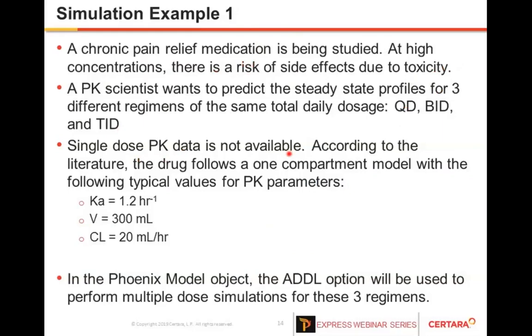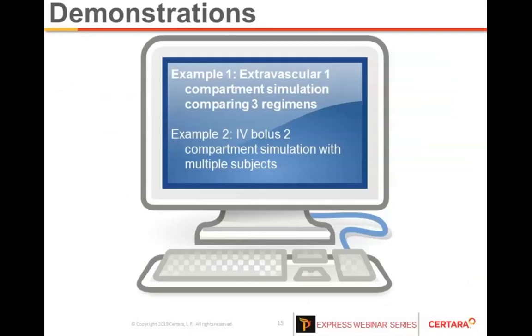Single dose PK data is not available. However, according to the literature, the drug follows a 1-compartment model with typical values for the PK parameters Ka, 1.2 per hour, volume of distribution, 300 milliliters, and a clearance of 20 milliliters per hour. So in the Phoenix model object, the ADDL option will be used to perform multiple dose simulations for these 3 regimens. So that's the first example. So I'd like to go ahead and share my Phoenix application.